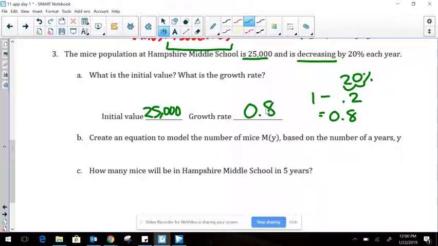So when I raise this to an exponent, it's going to keep getting smaller and smaller. If you don't believe me, you can do 0.8 squared. It's going to be 0.64. That's smaller. If I square that again, it's just going to keep getting a smaller and smaller decimal.